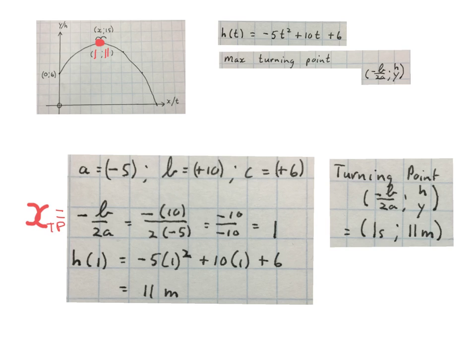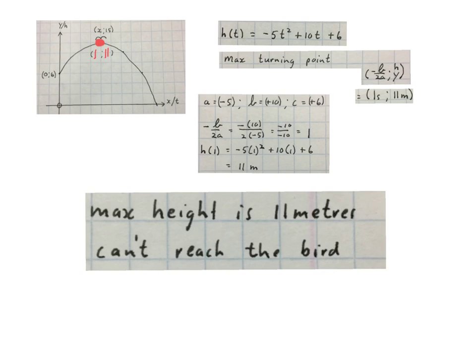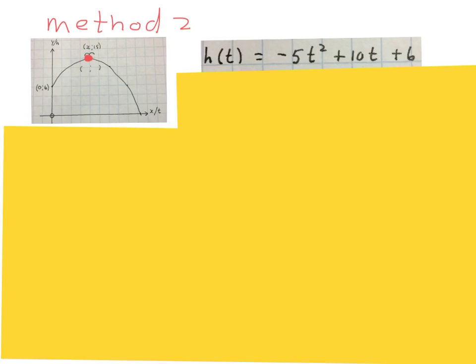This bird is 15 meters up in the air, so the ball will never go higher than 11, so it can't reach the bird. Now remember, when you finish with the word sum, you write the word sentence as your answer. So then we will write, the maximum height of this ball is 11 meters, so it can't reach the bird.